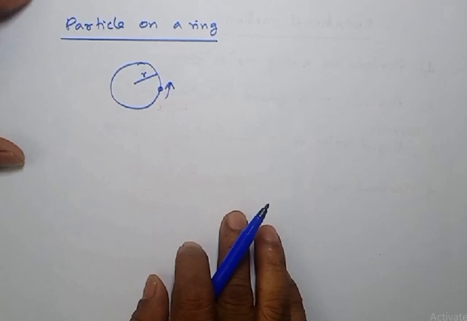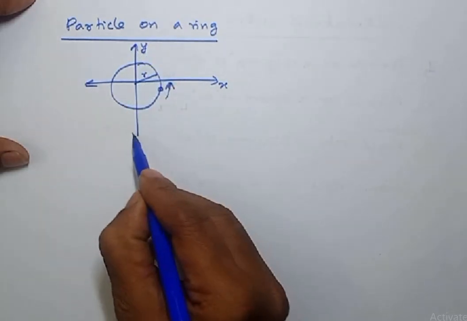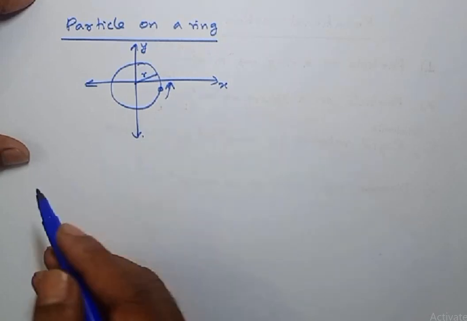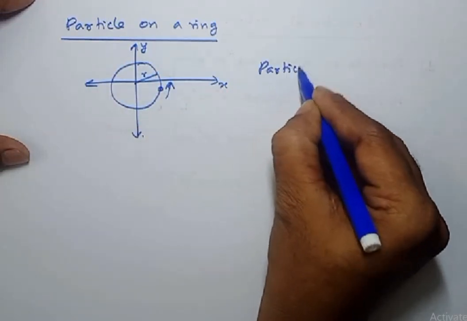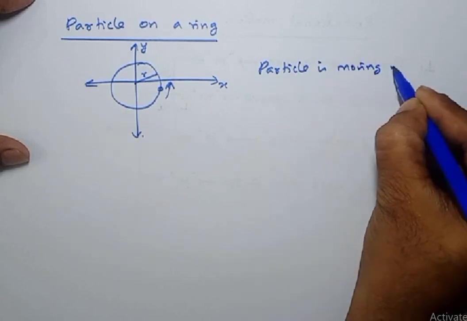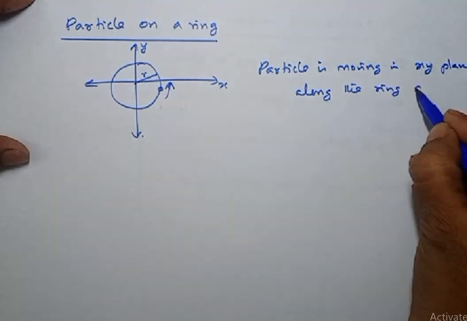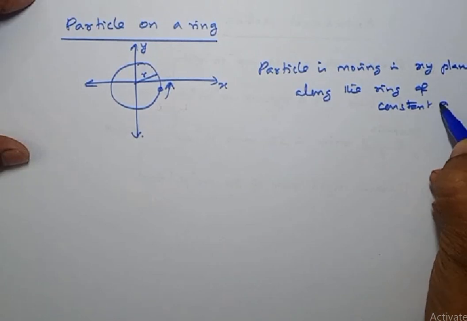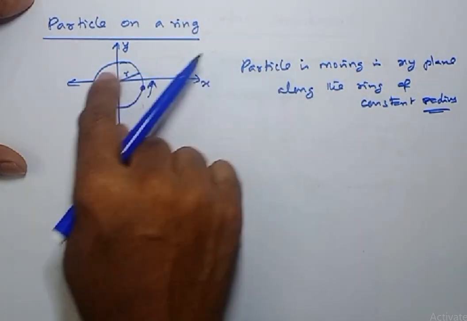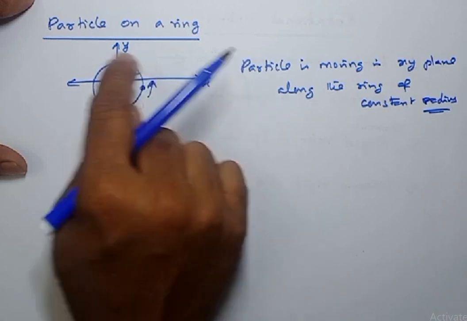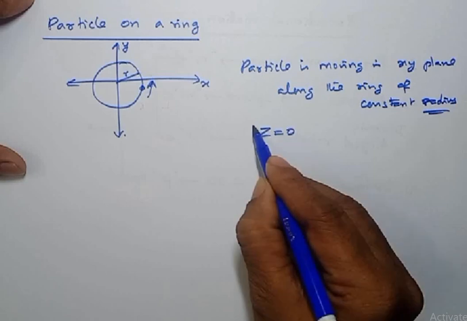Let us take this axis as x-axis and this axis as y. It's up to you. Now, this particle is moving in the xy plane along the ring of constant radius. Radius remains the same. Therefore, when the particle is moving along this xy plane, observe carefully, x value will change, y value will change, but z remains constant. So here let me take z as 0. Z variable value is 0.